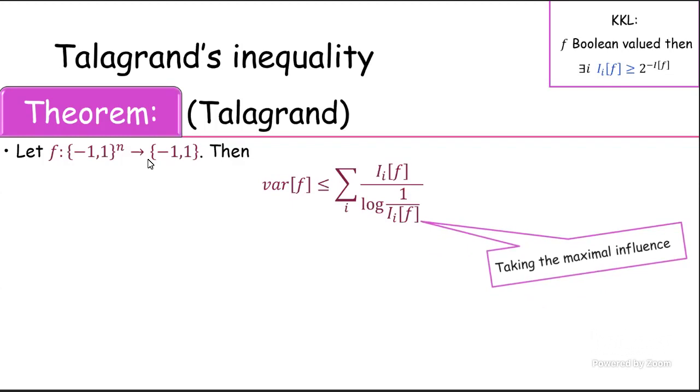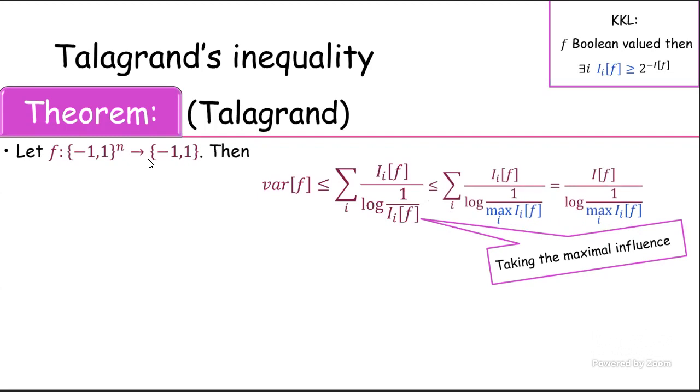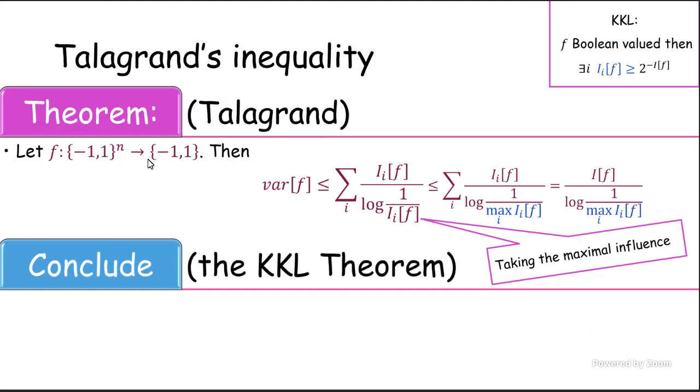But let's see how it generalizes the KKL. If we just take the maximal influence in the log term, we actually get exactly the KKL. We can rearrange the inequality and we get KKL. So we have these three theorems. Actually, Talagrand, Friedgut, and the KKL are inside them.